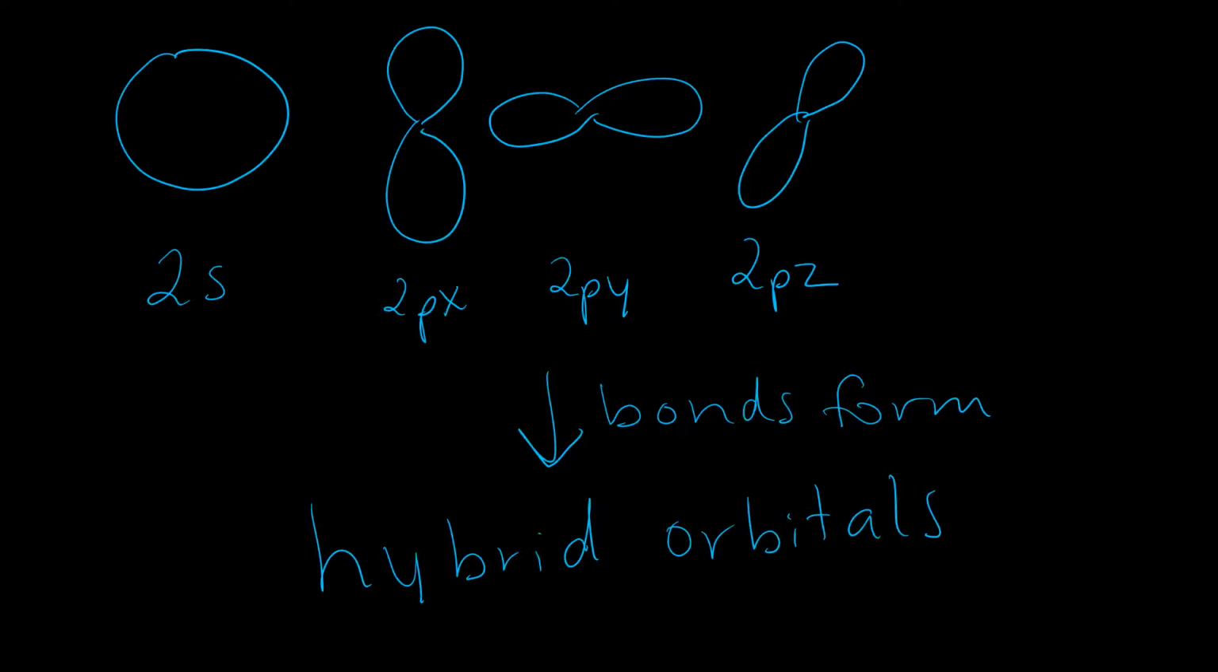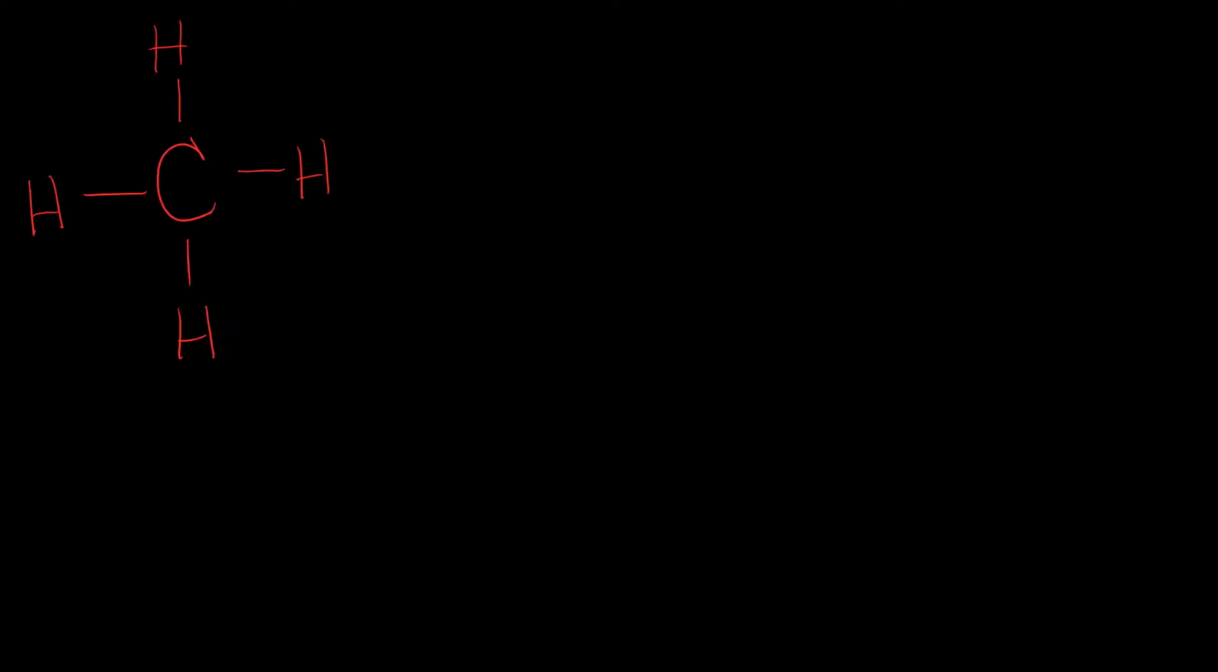When carbon forms bonds, it does not use its 2s or 2p orbitals directly. Instead, it uses the 2s and 2p orbitals to make hybrid orbitals. Let's take a look at a few examples to illustrate. First, let's consider a carbon atom with 4 groups around it, like CH4. Each hydrogen is one group.